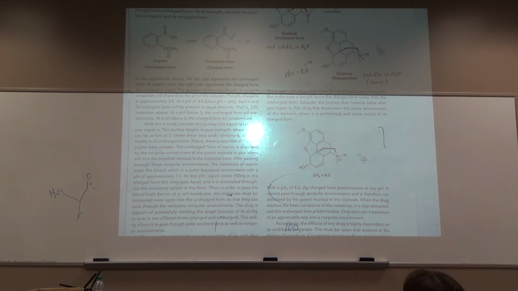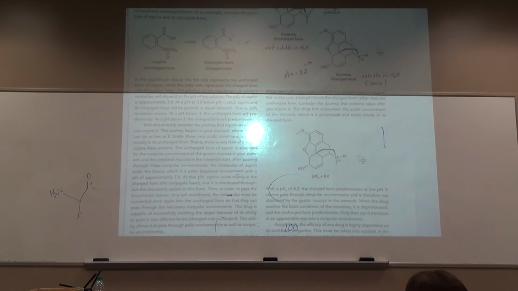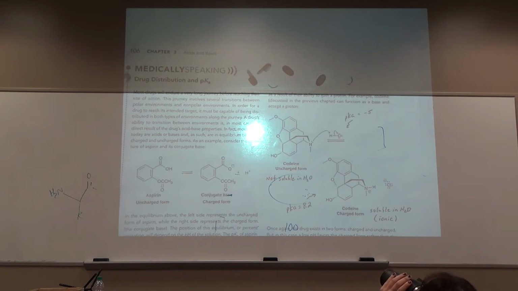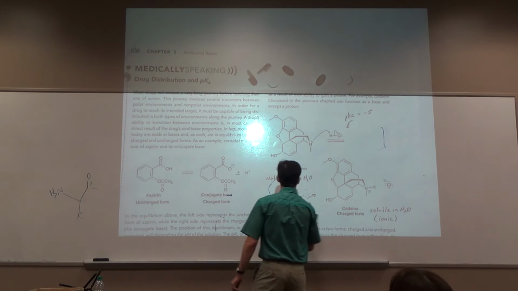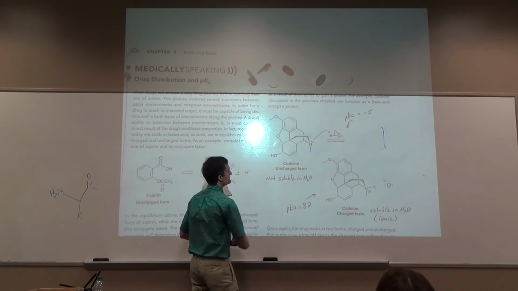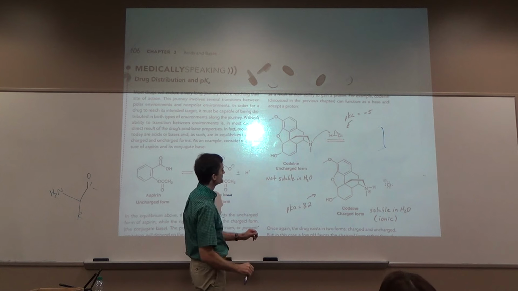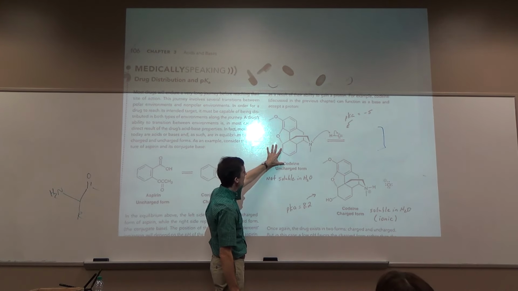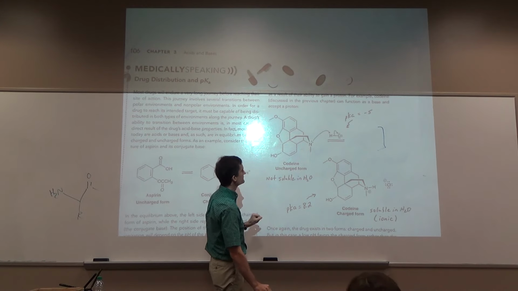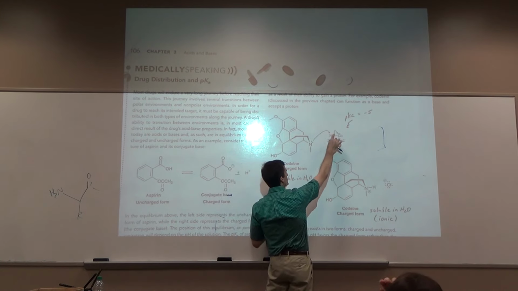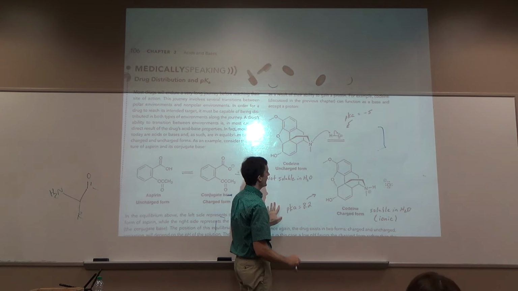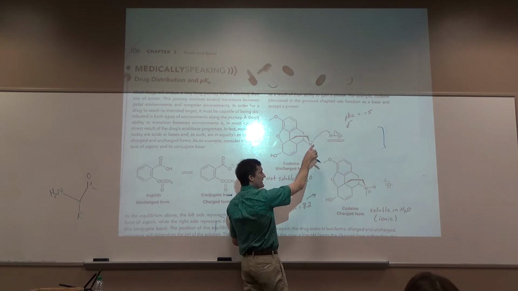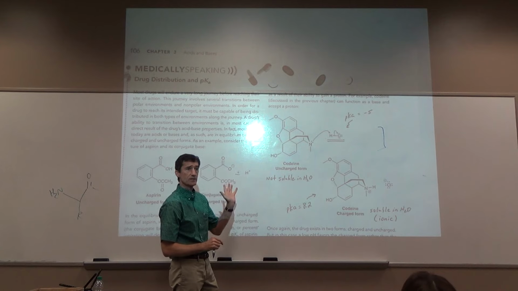There's a variety of examples in the handout. Let's look at this one. Codeine. Codeine is usually given as the hydrochloride salt, which means you react with HCl and make a salt, which is an ion pair. Well, if HCl is an acid, codeine must be acting as a base.